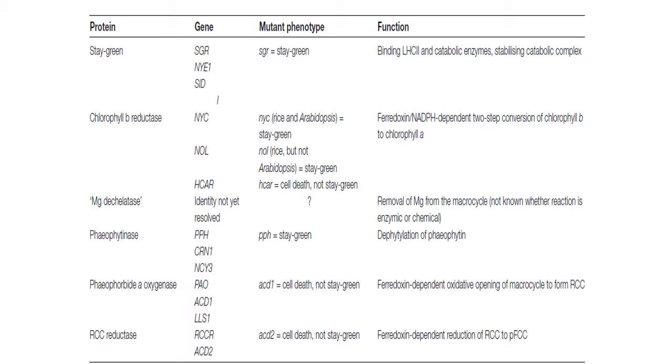Then NOL gene, this occurs in rice but not in Arabidopsis. Then HCAR, that is responsible for cell death, not stay-green. Mg dechelatase, this is functional in removal of Mg from the macrocycle. Then pheophytinase, pheophorbide a oxygenase. Then RCC reductase. These are the enzymes and certain responsible genes which are functional in making or breaking down the stay-green traits.